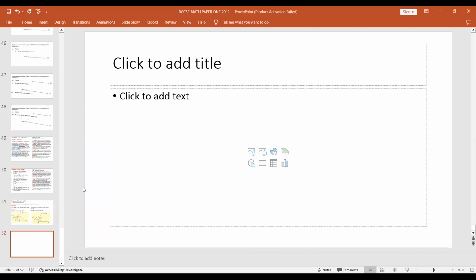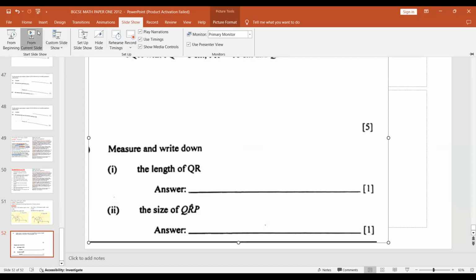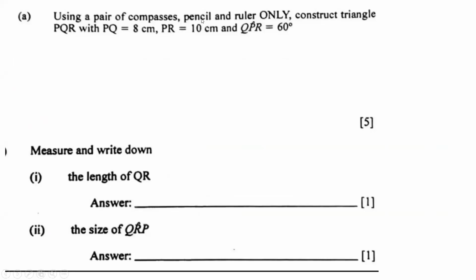This one says, using a pair of compasses, pencil, and ruler only, construct triangle PQR with PQ equals 8 centimeters, PR equals 10 centimeters, and angle QPR equals 60 degrees.